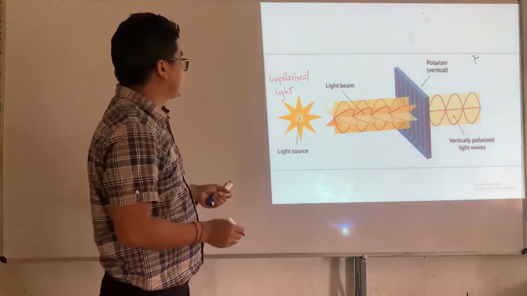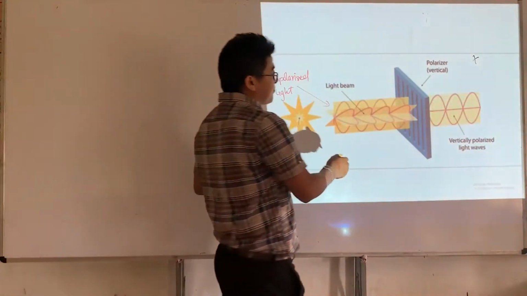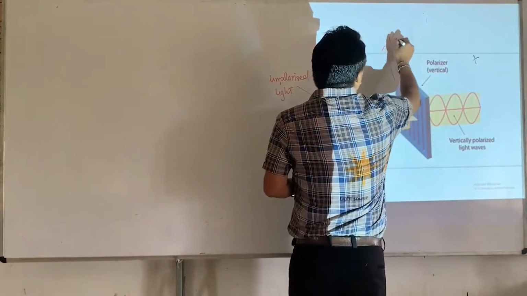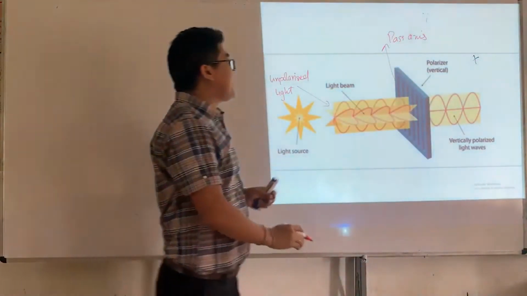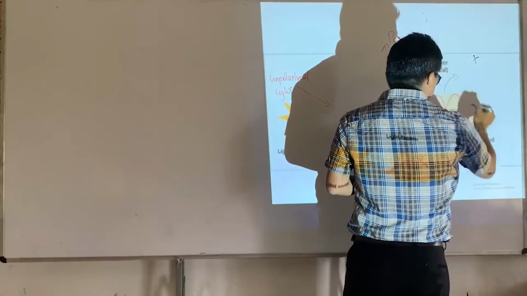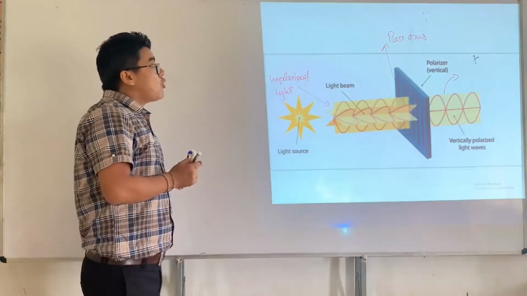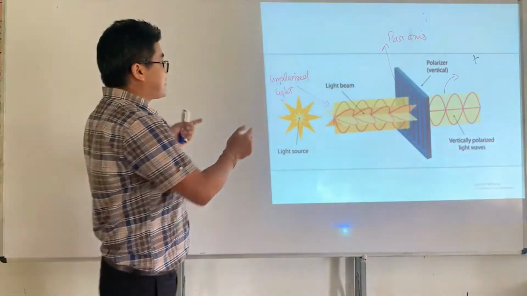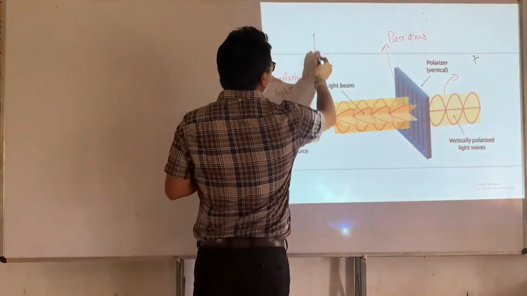Unpolarized lights. Now here, the pass axis is vertical. So what you see is that this is only vertically polarized light. This is a polarized light. This is a vertically polarized light. So look at here. When we define this, I have something like this. This could be represented by this.